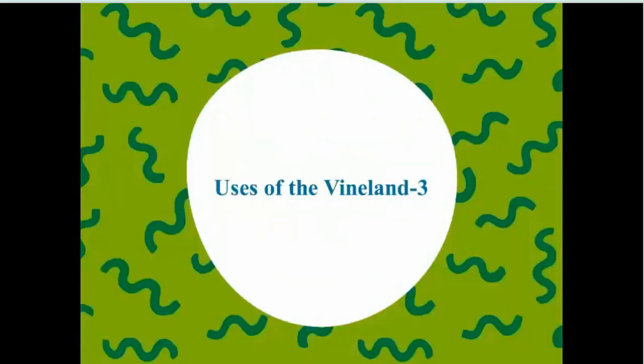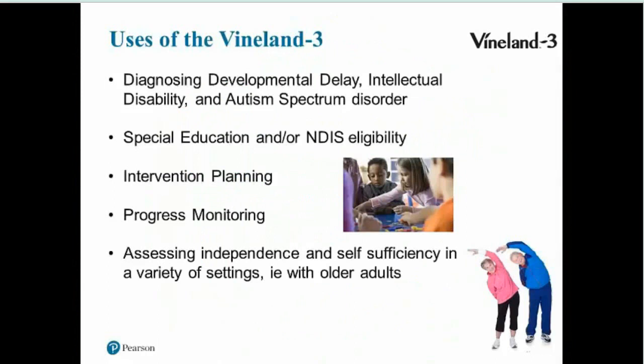So why do we use the Vineland 3? The main uses of the Vineland 3 include diagnosing developmental delay, intellectual disability, and autism spectrum disorder. The results are often linked to special education placement or funding and NDIS eligibility and funding, intervention planning, progress monitoring when you're measuring someone's progress in the areas of adaptive behavior over time, and also assessing independence and self-sufficiency in a variety of settings, which can include working with older adults.